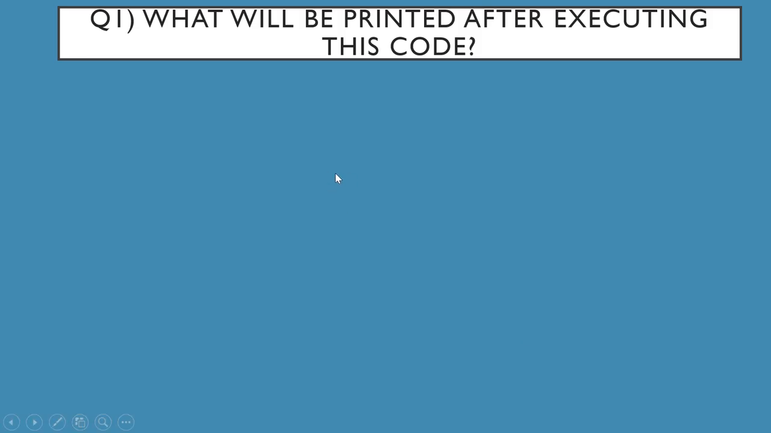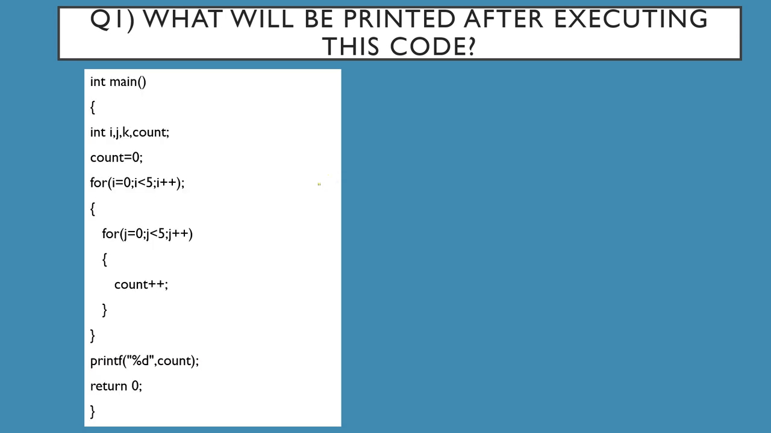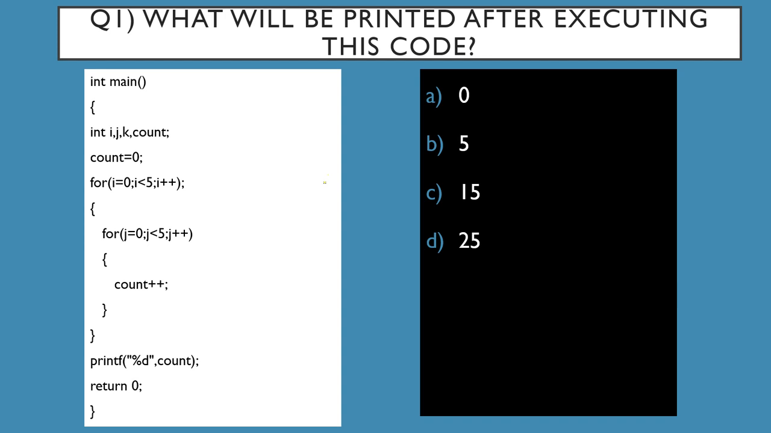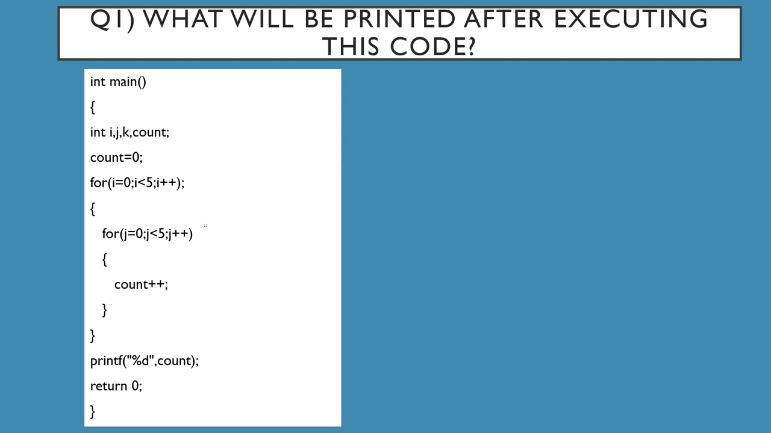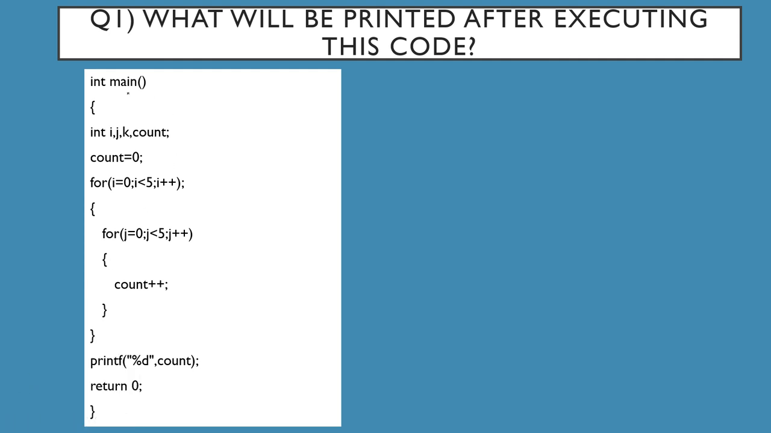So the first question that we have today is, what will be printed after executing this code? This is the given code and these are the options. We have 0, 5, 15 and 25 as the options. We will analyze this code and try to understand what is happening. In the first line we have int main. The variables that we have here are I, j, k and count. At the end, count is being printed, so we need to keep an eye on count and what its value will be as the code progresses.